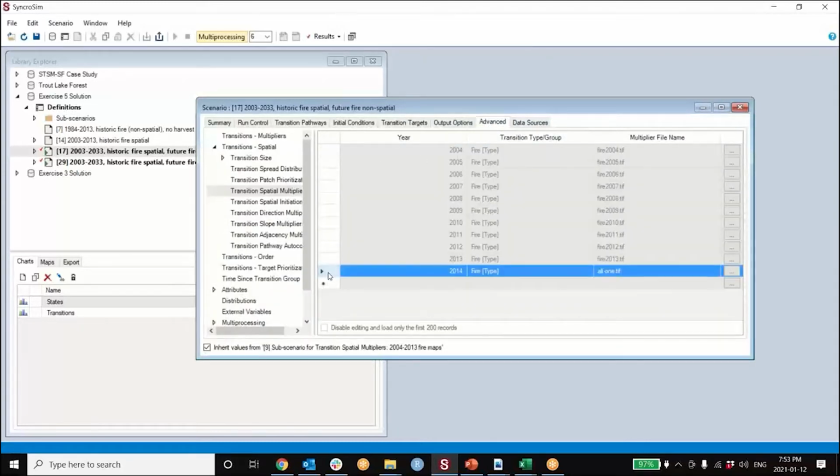That was why in 2014 we brought in this made up TIFF file that had 1 values for every cell in the study area, and that way we were sort of setting the multiplier value to 1, which means it's having no effect going forward. It's taking whatever probabilities you calculate elsewhere in the model, multiplying by 1 in every cell. So it's a way to eliminate the effect of the multipliers from that year forward. So it's a little bit of a trick that you have to do when you're working with these kind of things.